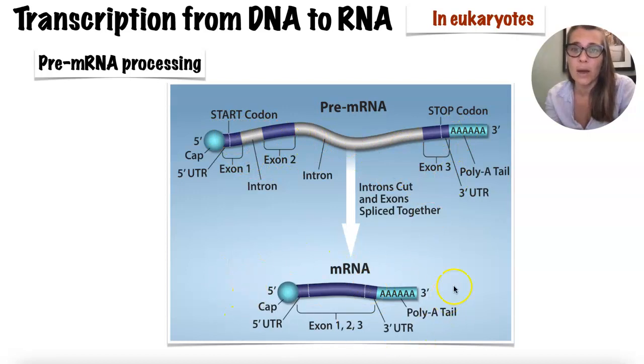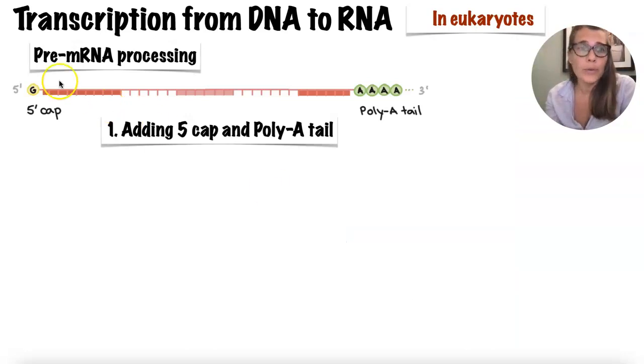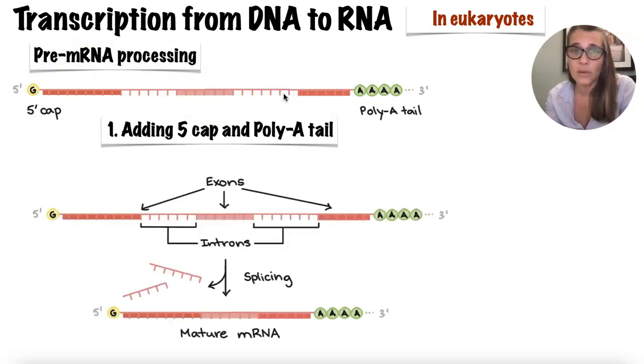And so at the end, you have your mature RNA, and that is what leaves the nucleus and goes to do translation. Different pictures, same story. We put the 5' cap and the poly-A tail to protect our mRNA. Remember, this is still pre-mRNA. And then the ones depicted in white are those introns that we don't need. So we're going to cut them out, and then we're going to splice them together. And now you get your mature mRNA that is ready for the next step, which is translation. Okay?